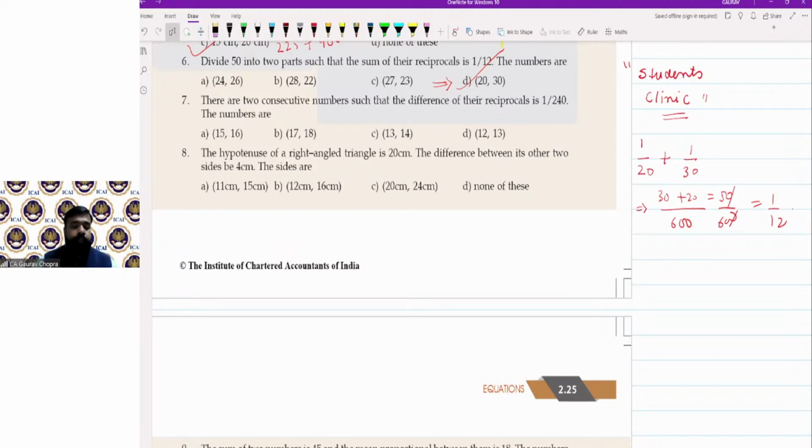Now the seventh one. There are two consecutive numbers such that difference of their reciprocals is 1 upon 240. Now it is again the similar. You can try this. This time there is difference. In place of addition, there is difference.